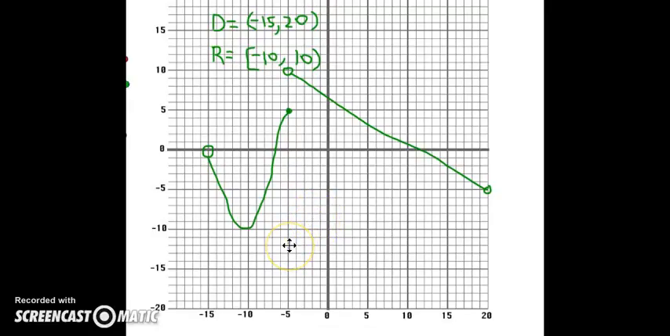The range of values, all the y's: if you look at the y's, the smallest y would be -10 right here, and it goes all the way up to +10. All y values are included from -10 to +10. The -10 is included, but the +10 is excluded, so it takes the parentheses.